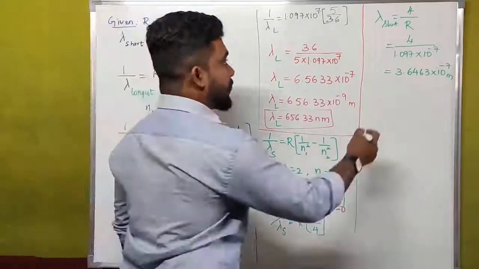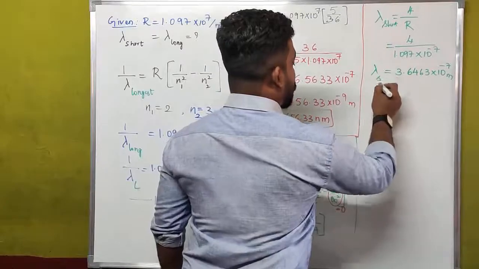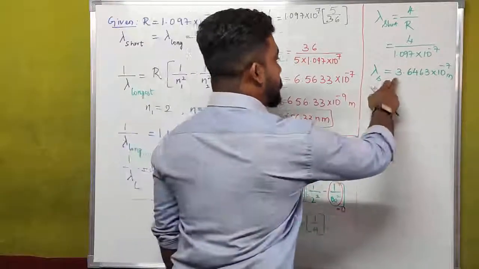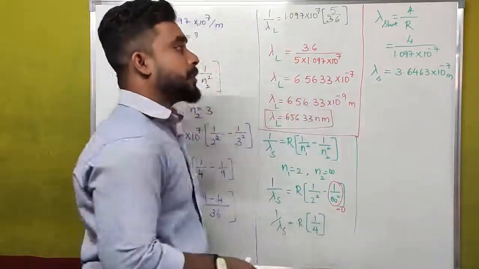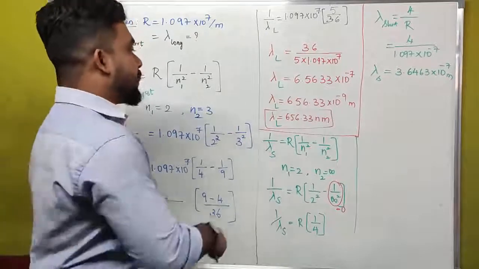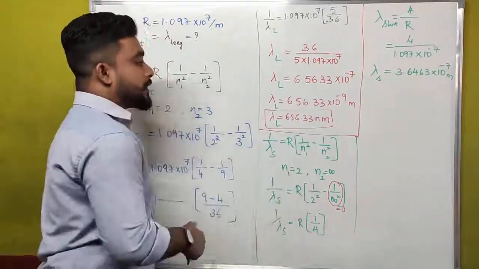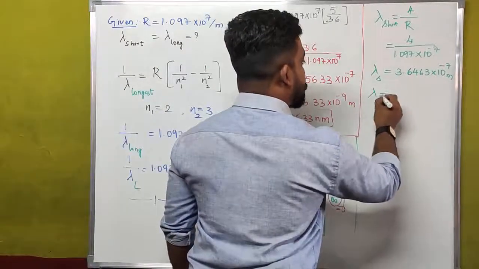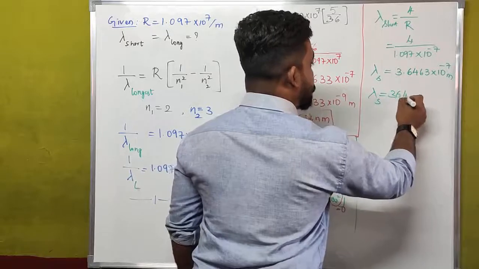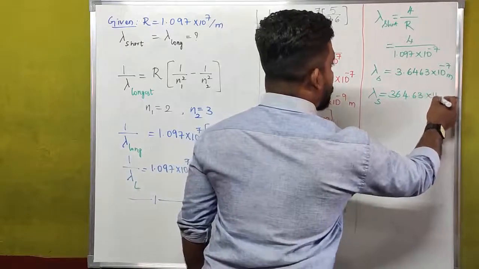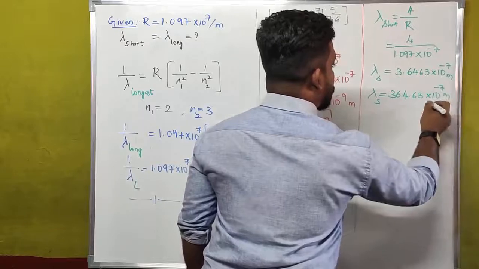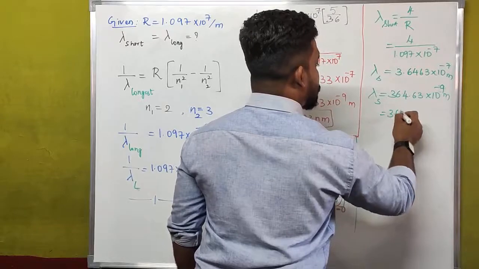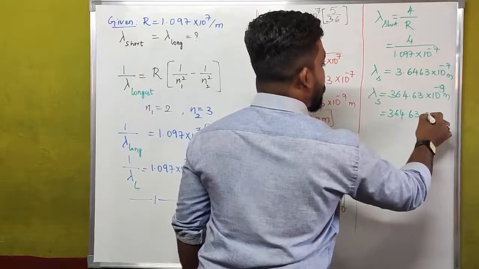Sorry, I have made a mistake here. This is the shortest one, and the shortest wavelength of the Balmer series is equal to 3.6463 into 10 to the power of minus 7 meter, and the longest wavelength is 656.33 nanometer. In terms of nanometer, the shortest wavelength is equal to 364.63 into 10 to the power of minus 9 meter. That is 364.63 nanometer.